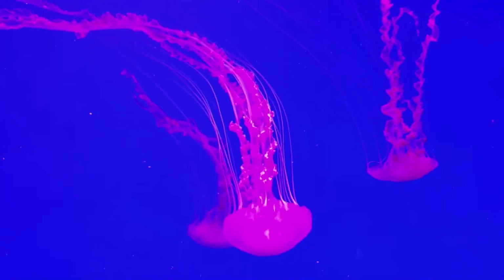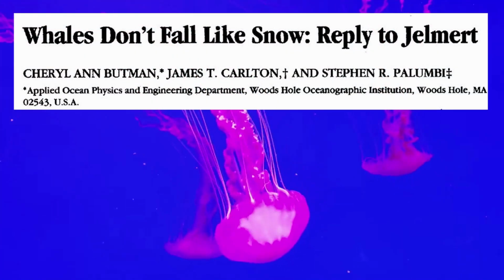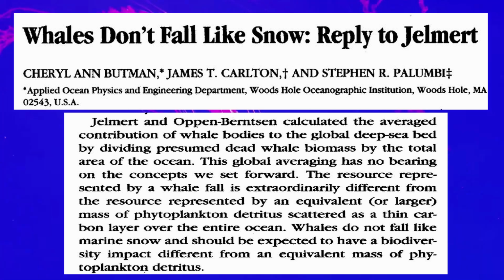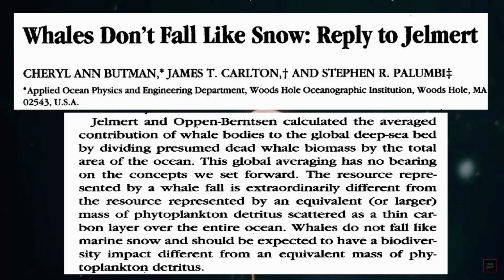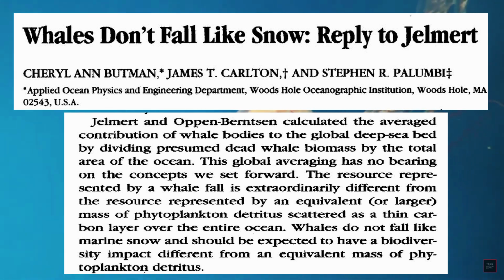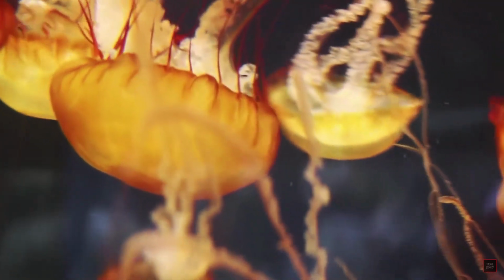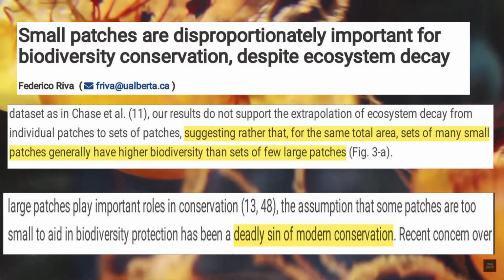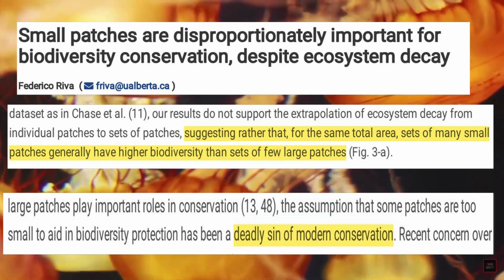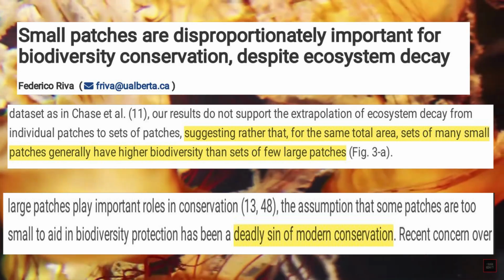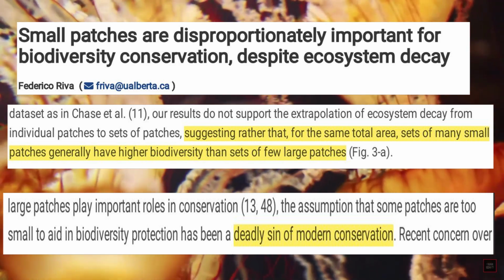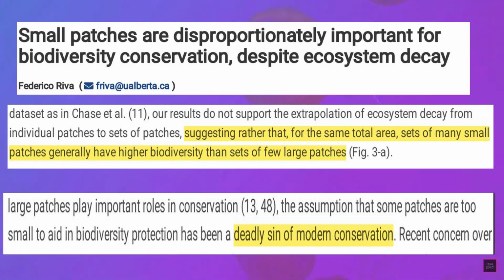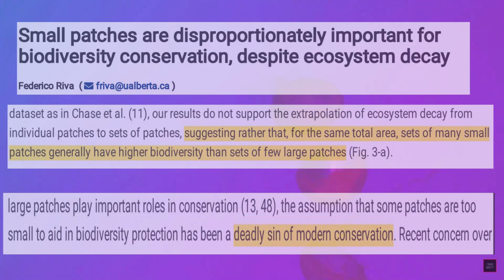Now, the authors of the original paper did actually respond to this, and they claimed that the method of global averaging is inappropriate and that the resource presented by whale falls is unique, and it's not appropriate to compare it to photodetritus. Another rebuttal used was the fact that most modern theories of ecology recognize the importance of patchy habitats in enhancing biodiversity. And there's actually several places where these distinct spatial and temporal resources have local influences in biodiversity.